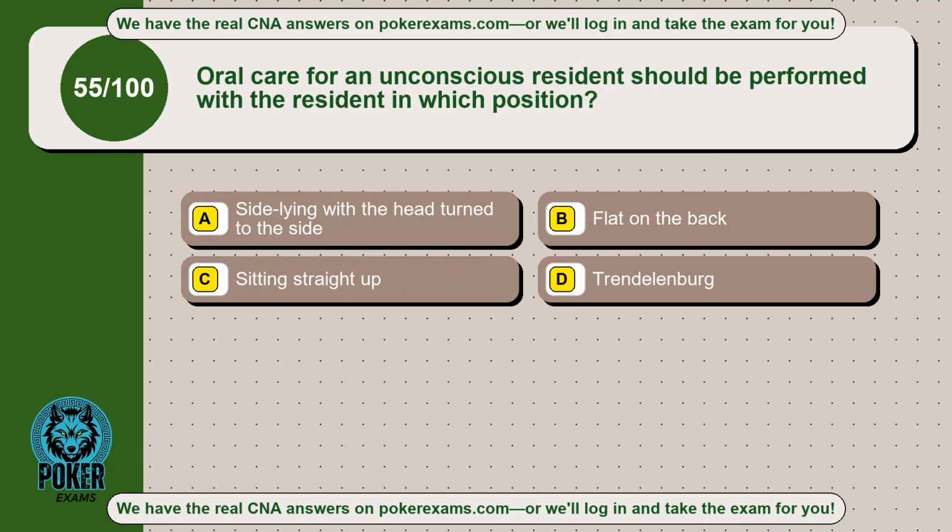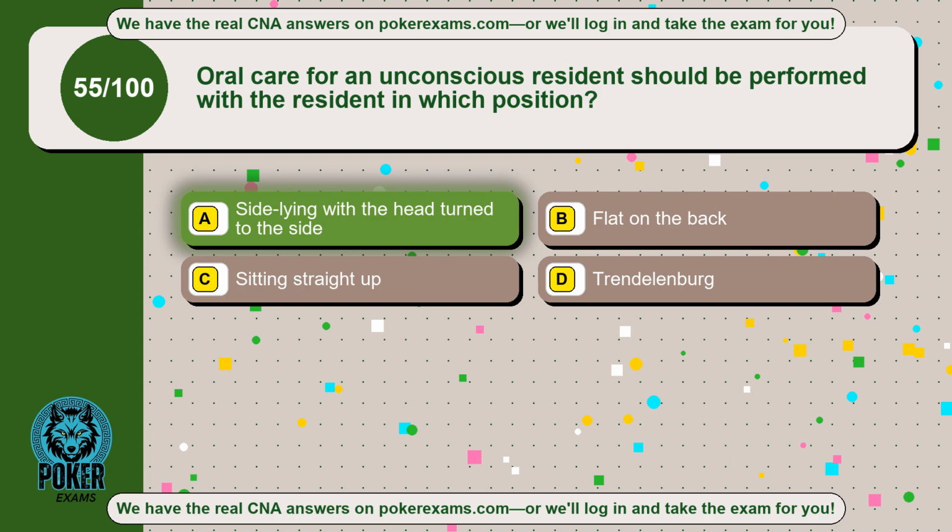Question 55. Oral care for an unconscious resident should be performed with the resident in which position? Option A. Side lying with the head turned to the side. Option B. Flat on the back. Option C. Sitting straight up. Option D. Trendelenburg. The correct answer is option A.